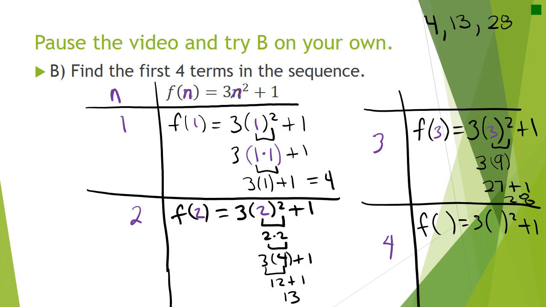Now I'm going to do the same thing again for the 4's. So 4 times 4 is 16. 16 times 3 is 48. And plus 1 is going to give us 49. And then our last number in the sequence is 49. And that's it.